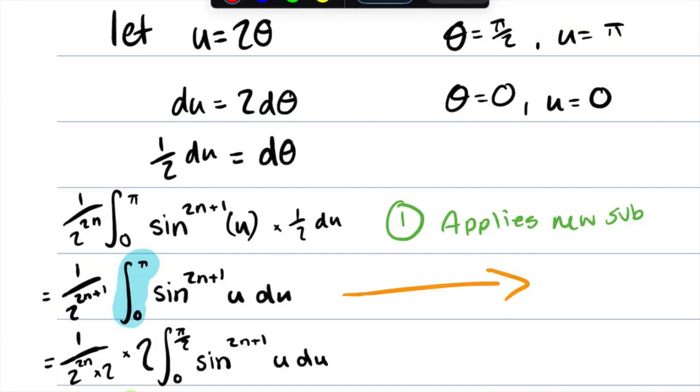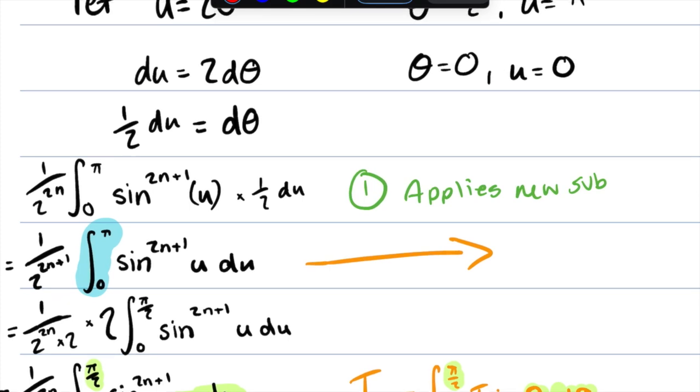Now we have our integral. When we bring this half back out, we can bring this to the power, as it's multiplying, one on 2 to the 2n by 2. We get this term times the integral between 0 and pi of sine to the 2n plus 1 u du.